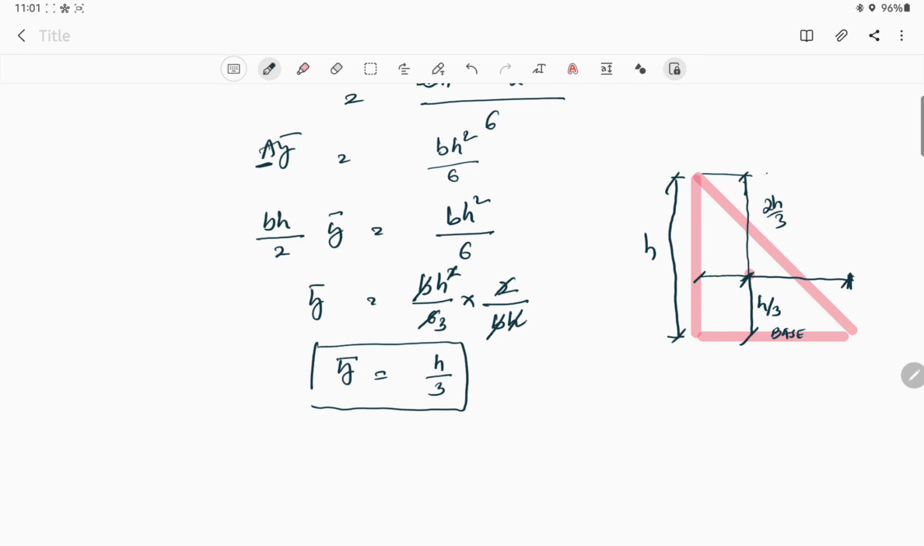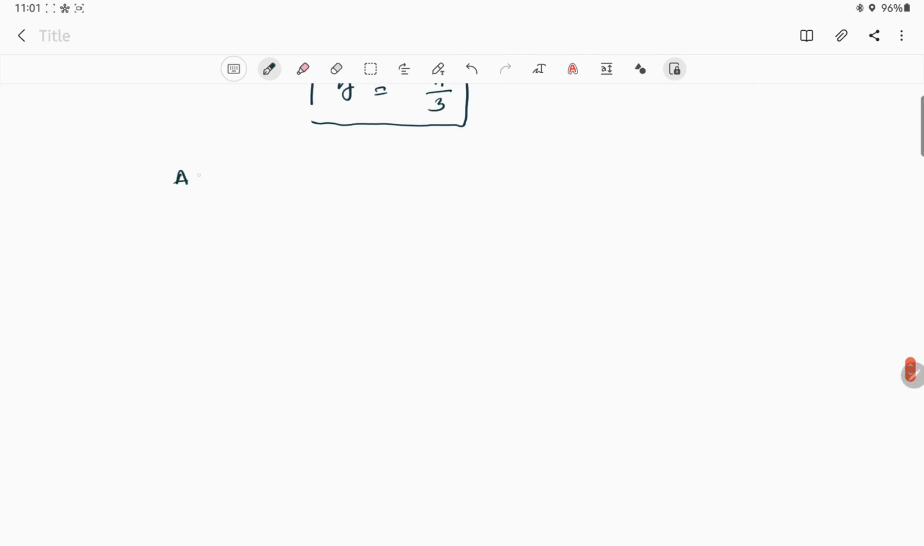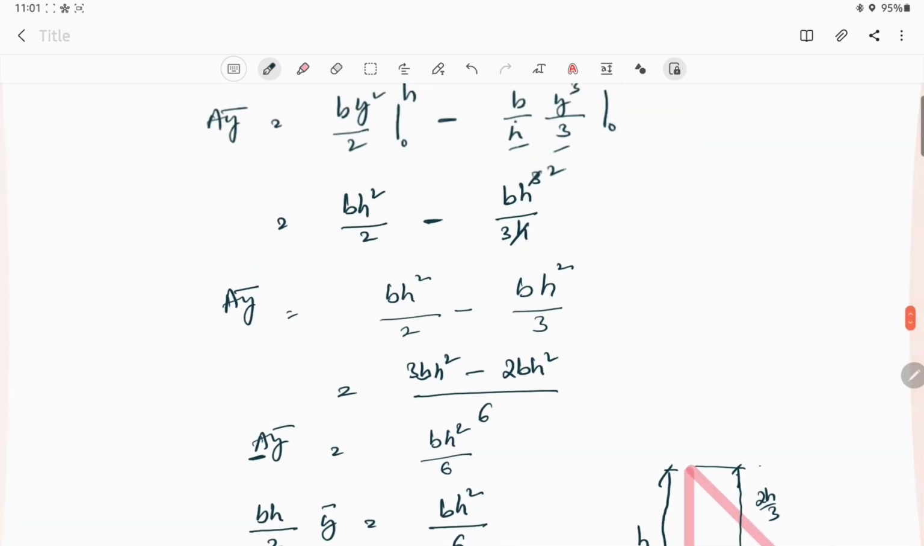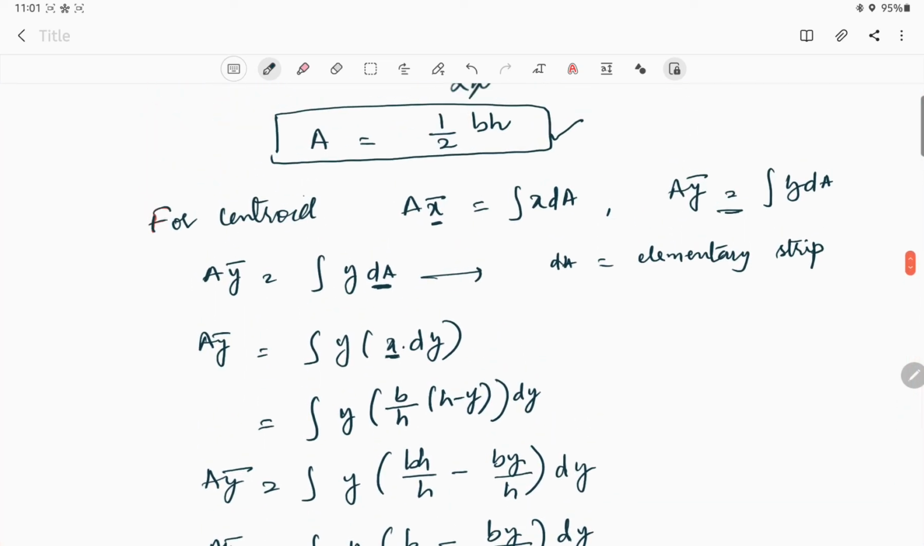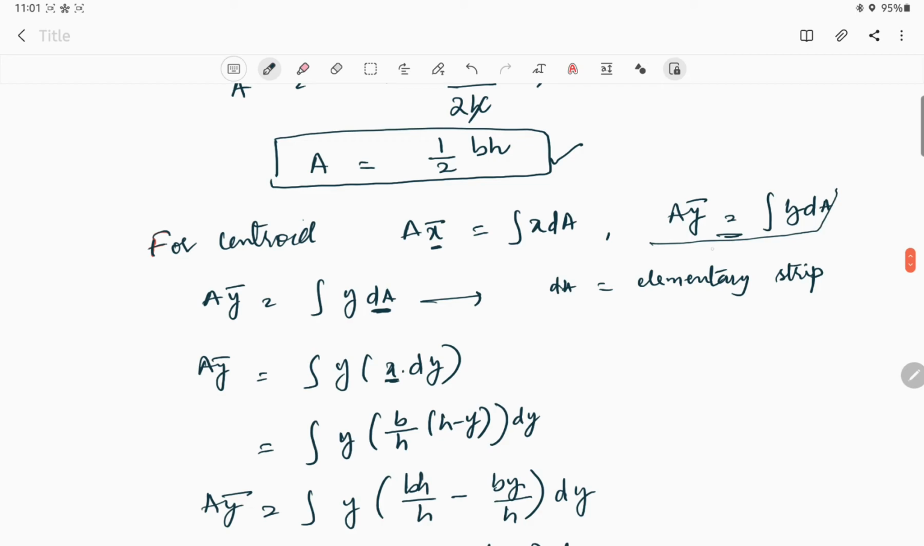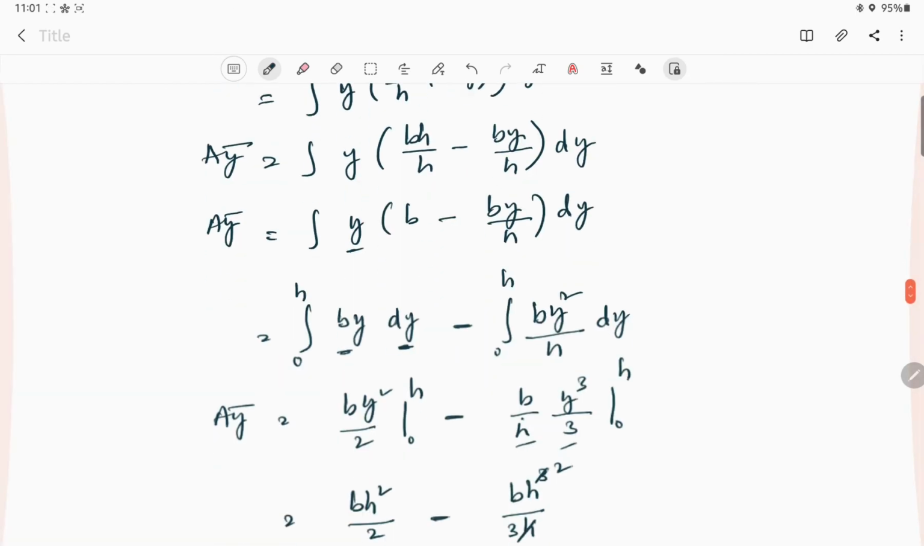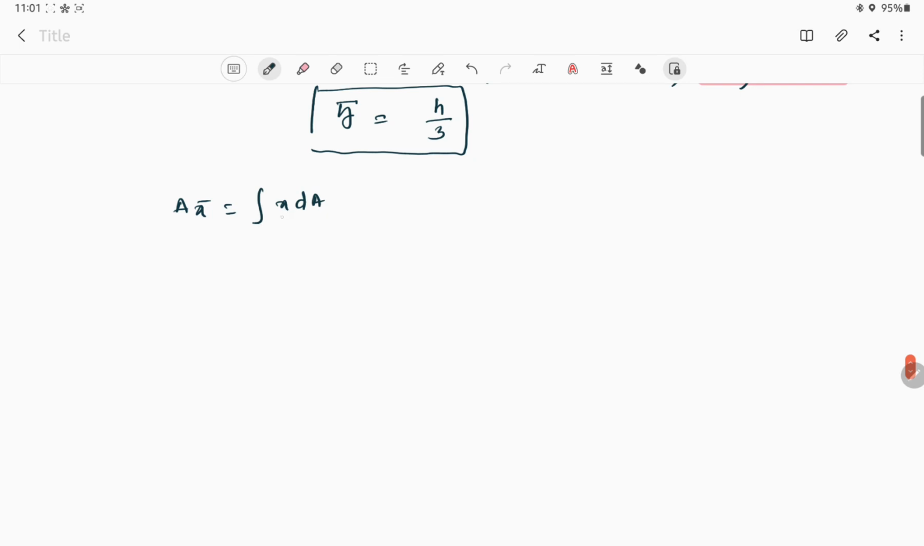So how to calculate that? Again, we can use the same formula, that is A x bar is equal to integral x dA. The same thing we are doing here. Whatever we have done in this calculation for the centroid, we used to get the value of y bar. Now we will calculate the value of x bar. Okay, A x bar. So what is the value of x we have? We can calculate with the help of x. But for that we need a vertical strip first. Okay, so how to do that, we'll see.